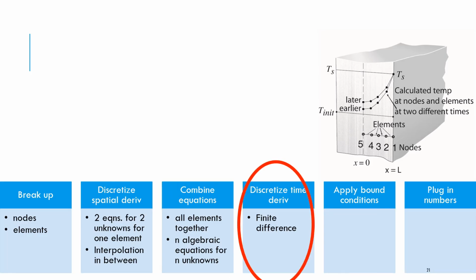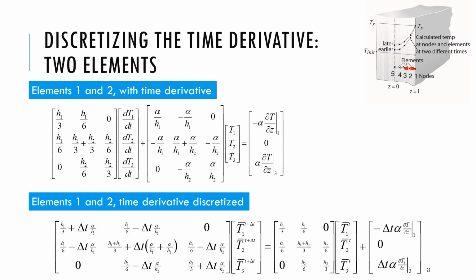So now we get into discretizing the time derivative. Because you recall that we still have this kind of a term, dT/dt. So the time derivative is still there. So now we will discretize it. So back to the equations for just 2 elements together. With 2 elements together, there are 3 unknowns, T1, T2, T3 bars, and so we have 3 equations.